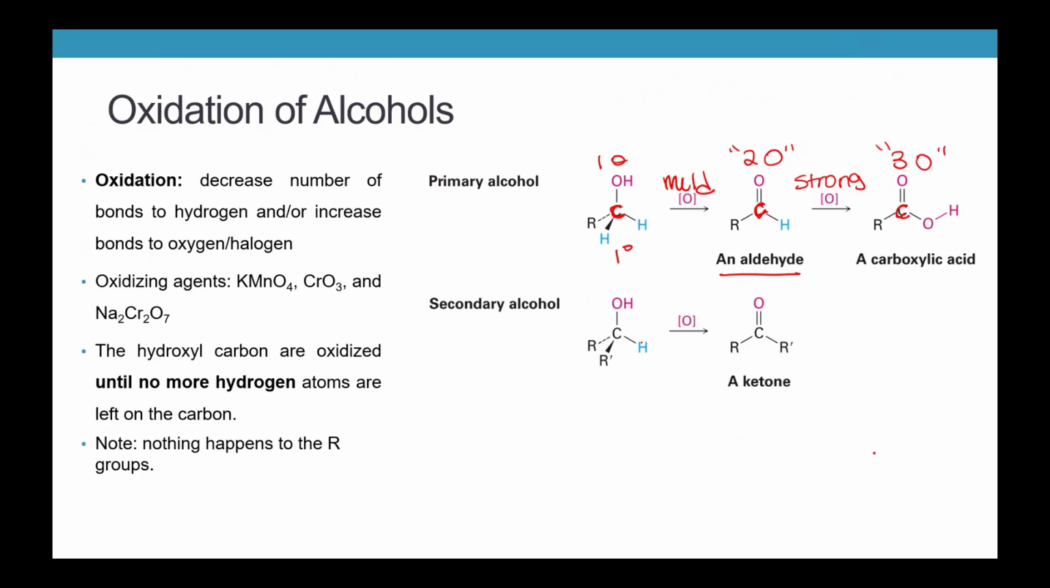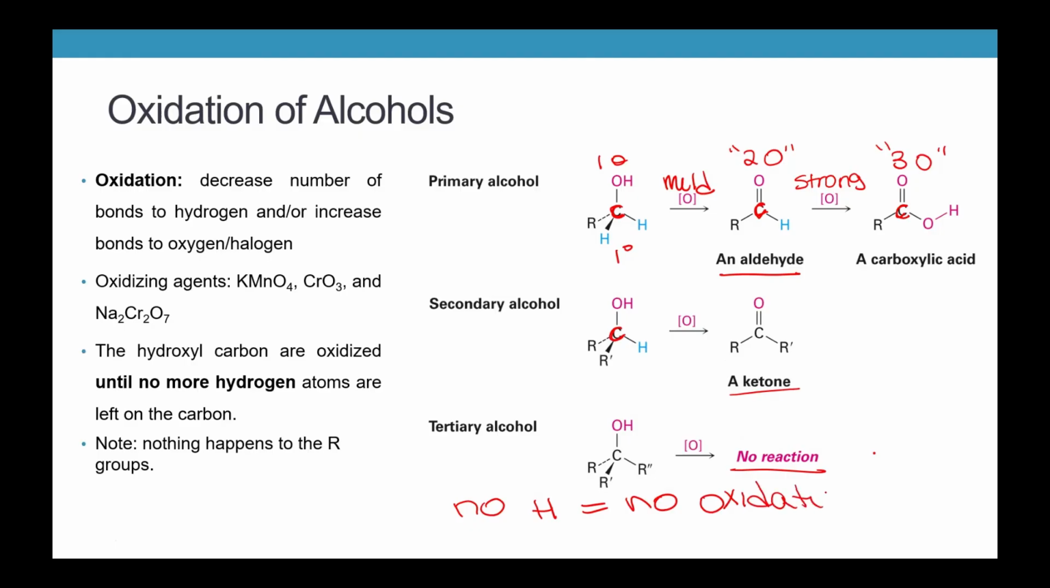Okay, a secondary alcohol only has 1 hydrogen atom, so it can only undergo 1 oxidation. So this carbon has 1 oxygen on it. Using any oxidizing agent, we're going to increase the number of bonds to oxygen to form a ketone. There were no hydrogens on that carbonyl carbon, so that's the end of the oxidation. And so that also means that a tertiary alcohol cannot be oxidized. If there are no hydrogens, there is no oxidation. Okay, because we're actually oxidizing those CH bonds.